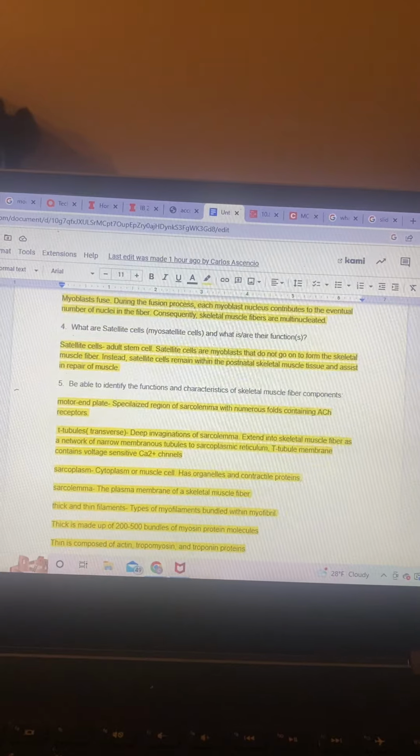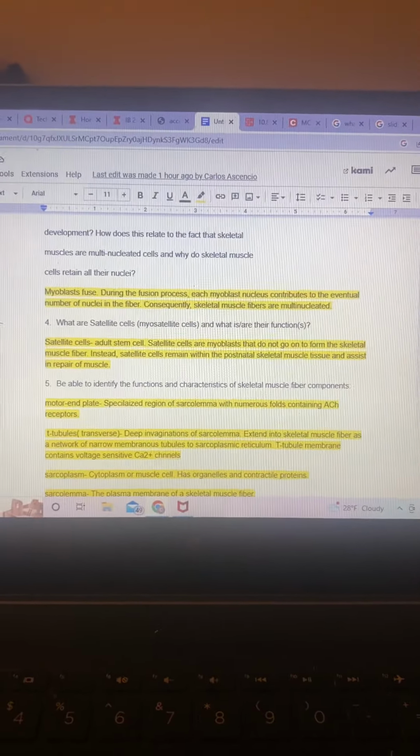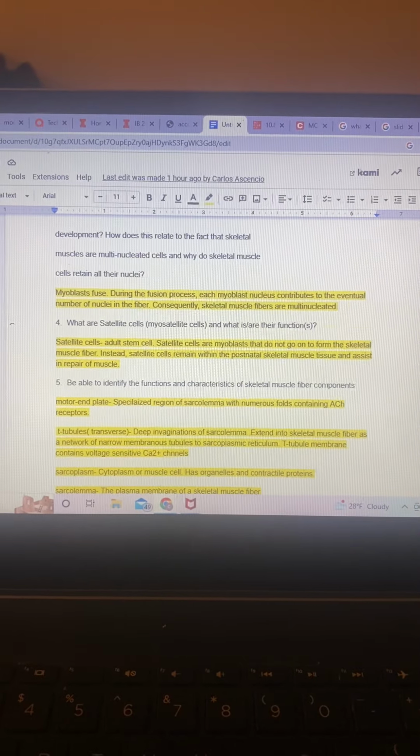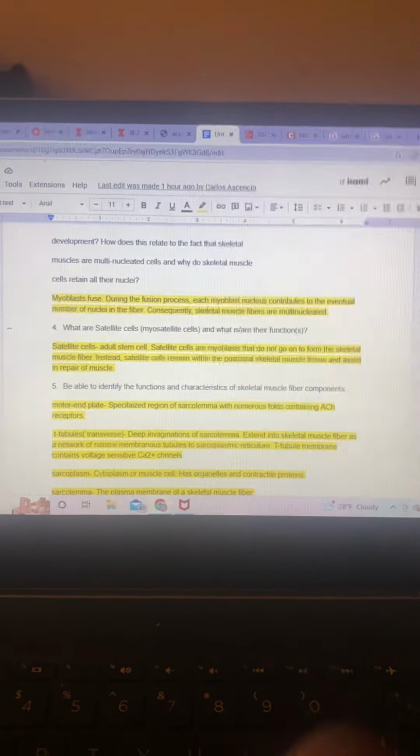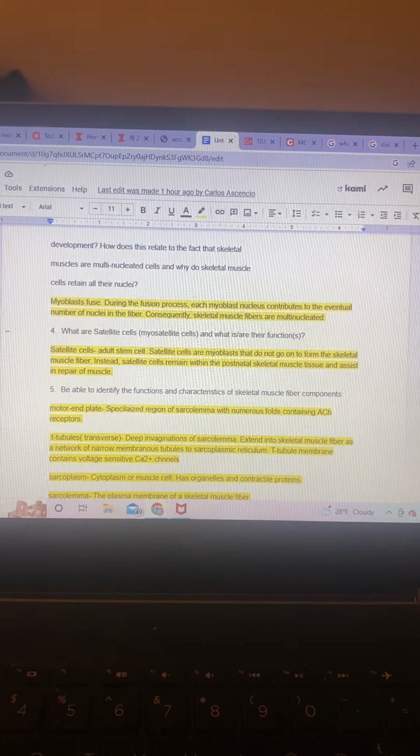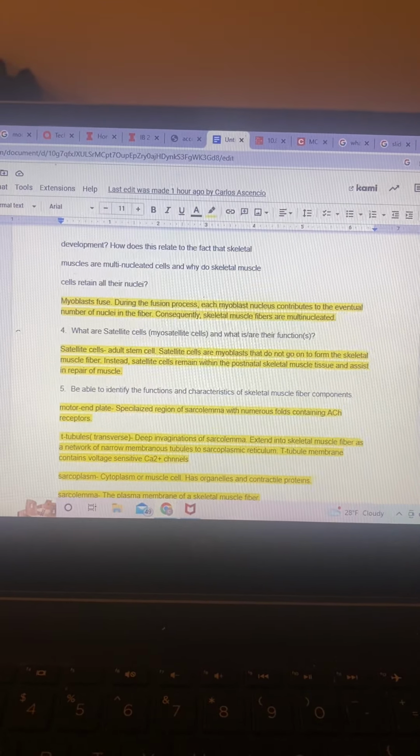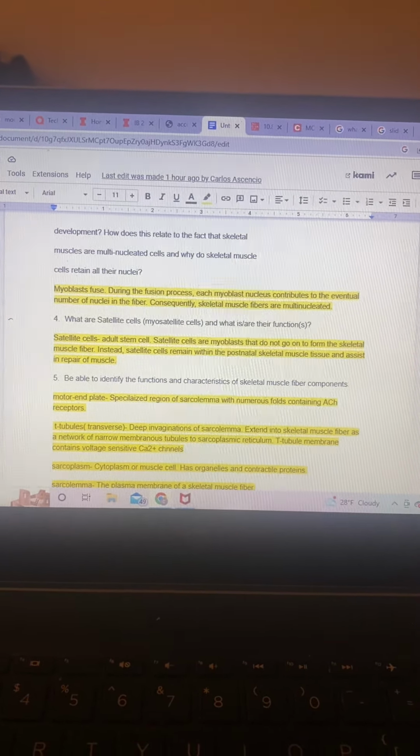What are satellite cells? Satellite cells are adult stem cells. Satellite cells are myoblasts that do not go on to form the skeletal muscle fiber. Said satellite cells, or myosatellite cells, remain within the postnatal skeletal muscle tissue and assist in muscle repair.